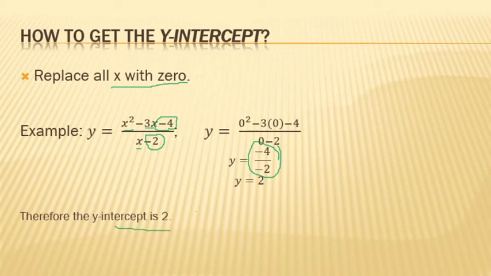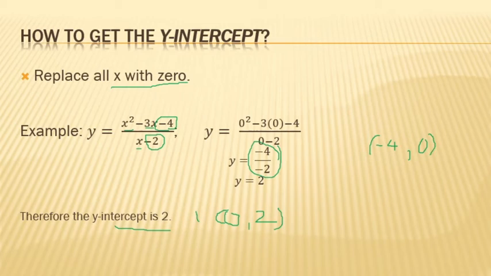Or kapag ilalagay natin yan as a coordinate, automatic kapag y-intercept, 0 si x, and 2. Yan ang coordinates niya. Kapag naman x-intercept, halimbawa, our x-intercept is negative 4, automatic ang y natin, 0.